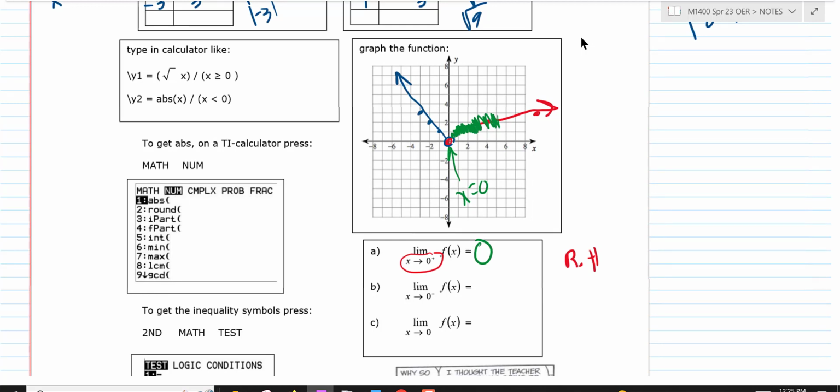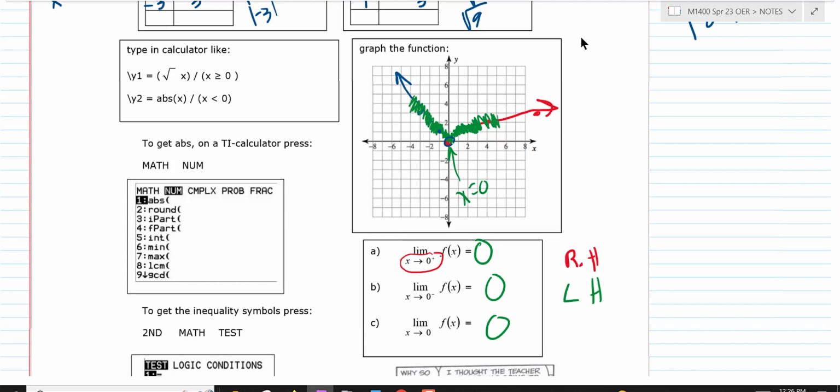Okay. Then you've got your left-hand limit on part B. So get on the left side. Okay. Is that going to the same place or something different? Same place. It's going to 0. So therefore, what's the answer to the two-sided limit? 0 also. There you go. Okay. So if you know the left and right are equal, then you know the two-sided limit automatically. That's how it goes. Okay.